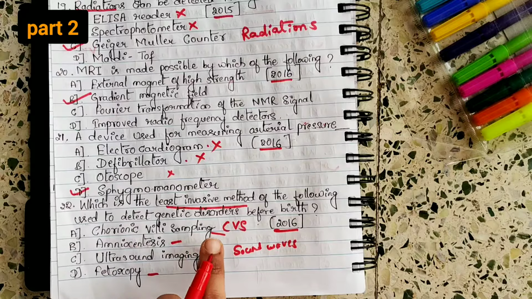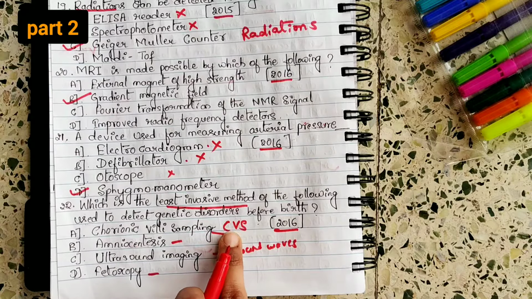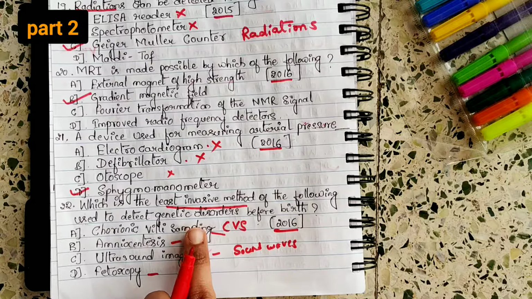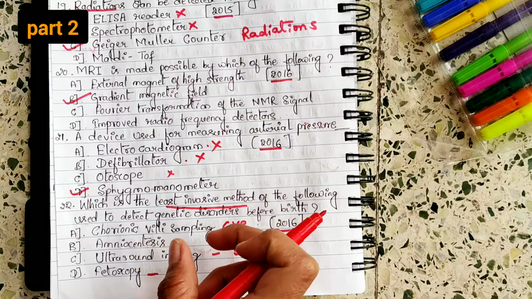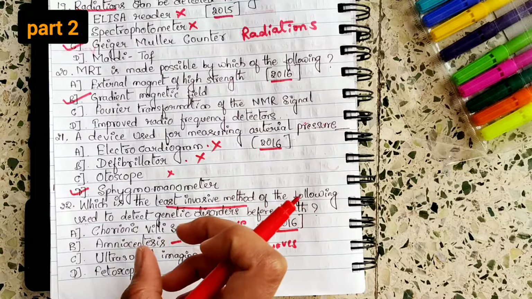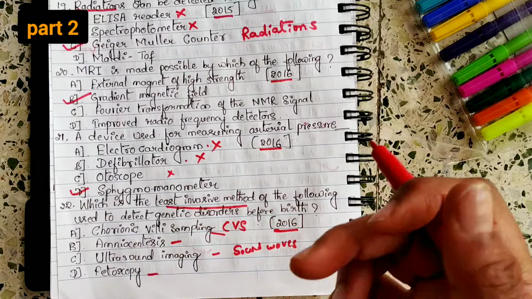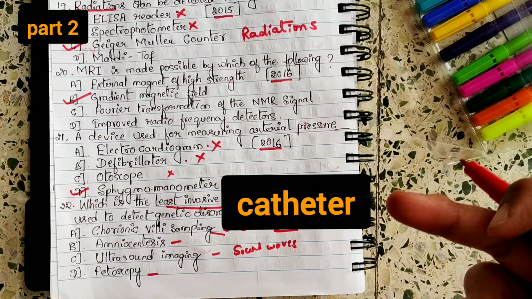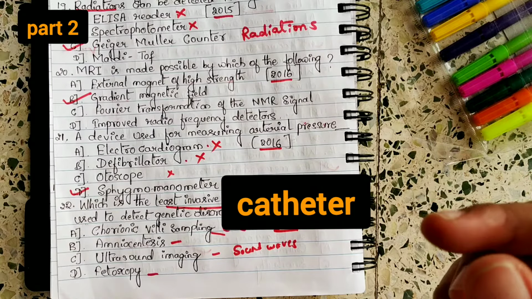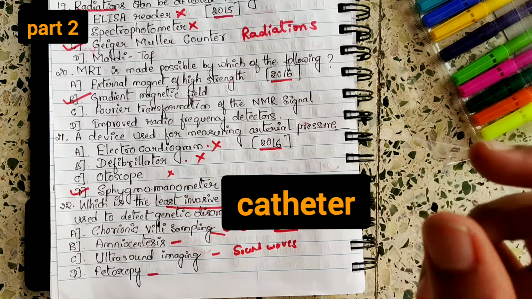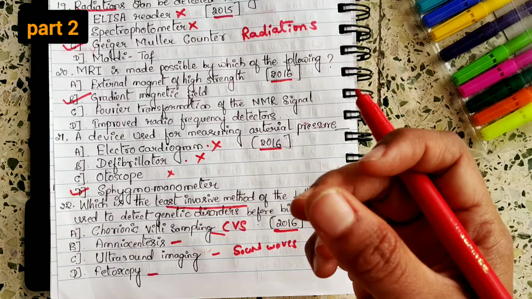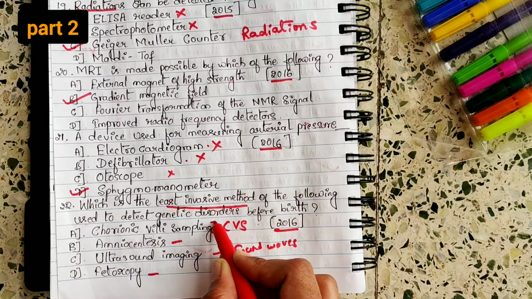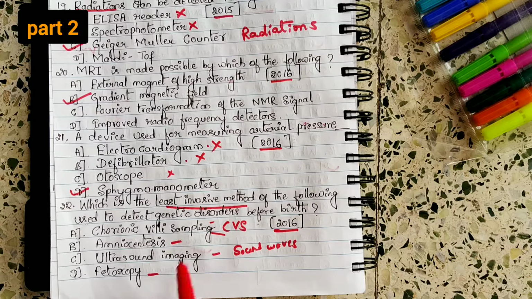Option A, chorionic villi sampling, is also called CVS. In this case, a sample of chorionic villi is taken from the placenta, where it is attached to the wall of the uterus, and an instrument called a catheter, like a needle, is inserted into the lower abdomen to take the cell samples. Here also an insertion is made. So by this we got to know this.